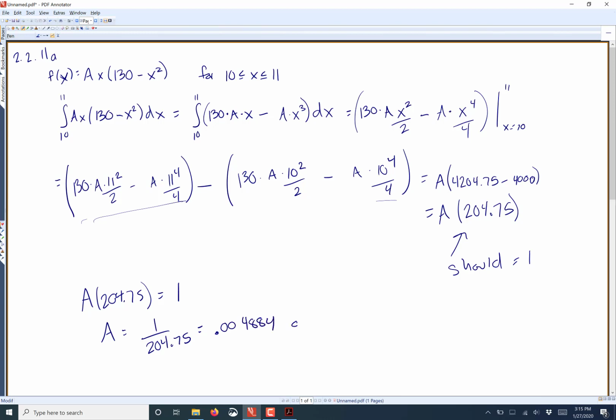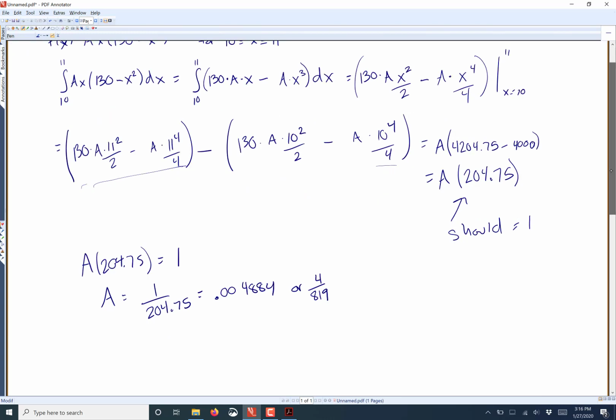0.004884. Or if you prefer to turn that into a fraction, it is 4 out of 819. The textbook did it as a fraction. I think it's slightly easier to do everything in decimals, but there you go. So to make everything integrate to 1, my constant a has to be equal to 4 over 819.